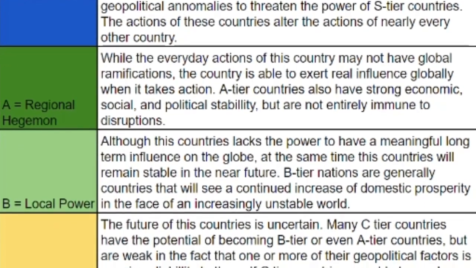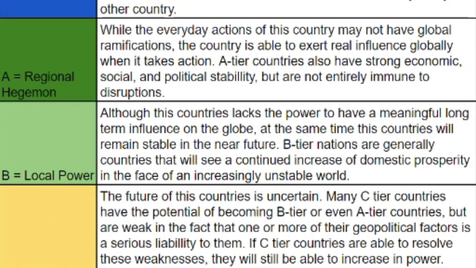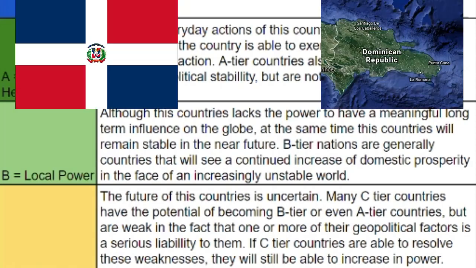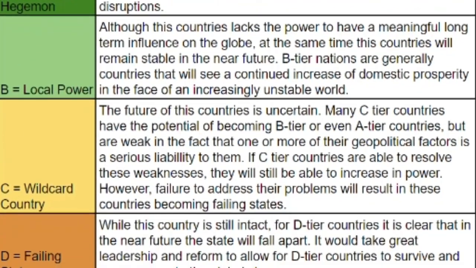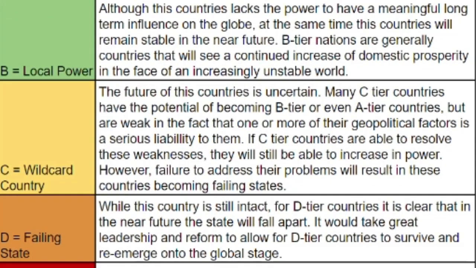After that, we have B tier. While B tier nations might not be global powers by any means, they earn their spot by having high stability and moderate influence within their own region. An example of a B-tier nation is the Dominican Republic, but I'll explain why that is later on in this video.